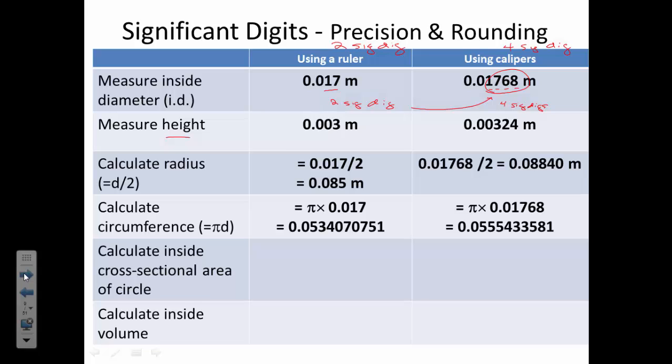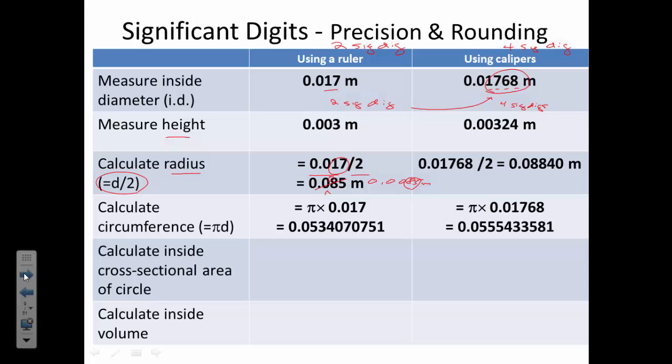But first I said, okay, let's calculate the radius. You notice whenever I do a calculation, I write down an equation and I plug into it. So here's my equation. I plug into it. I take 0.017 meters and divide by 2, and I get 0.0085 meters. All right. I started out with 2 significant digits, and I ended up with 2 significant digits. That's fine. I can do that.